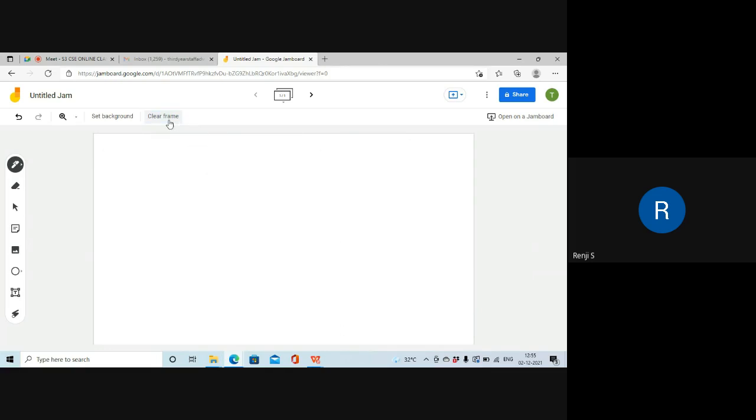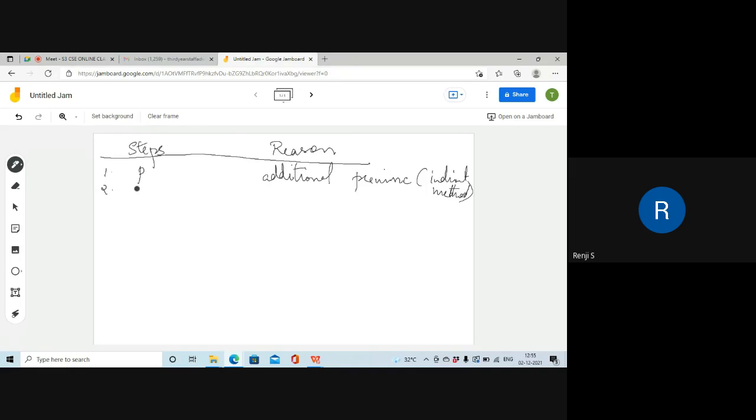Now you go for the step and reason. Hope you are writing along with me. First step, I am going to take the additional premise that I had added, and that is P, isn't it? That is the additional premise using the indirect method. According to indirect method, I had got an additional premise and that is taken as the first step. Then second step, I'm going to take the fourth premise, P implies Q.